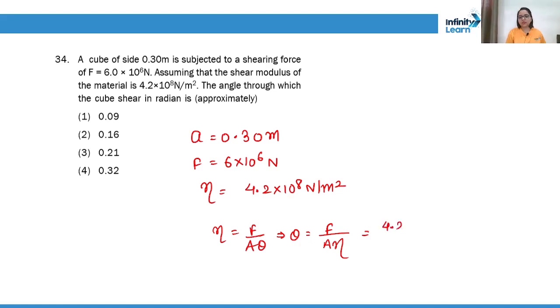A is the area of the cube. That means it is a square, so 0.3 whole square, into eta. Sorry, let me correct this one. F is 6 into 10 power 6. Eta is 4.2 into 10 power 8. So if you solve this one, you'll get approximate value of theta as 0.16 radians, which is option 2.